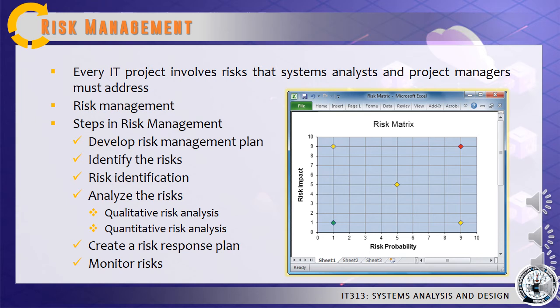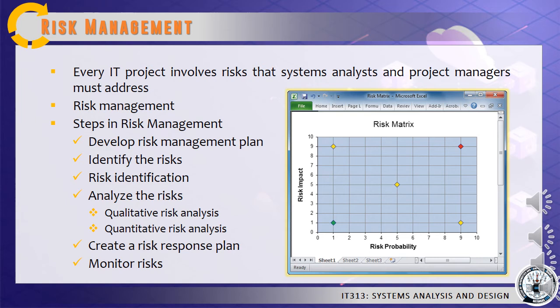First is to develop the risk management plan, which includes a review of the project scope, stakeholders, budget, schedule, and any other internal or external factors that might affect the project. The plan should define project roles and responsibilities, risk management methods and procedures, categories of risk, and contingency plans.